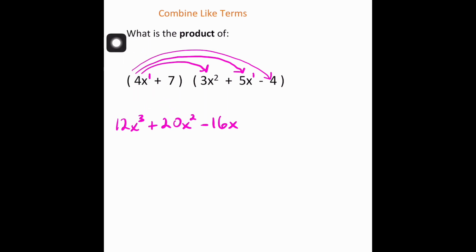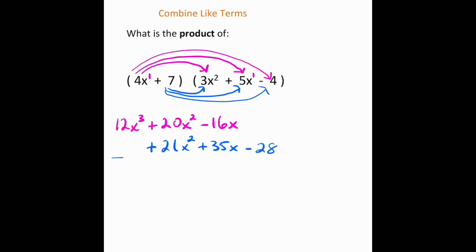All right, which is this positive 7. And when we do 7 times 3x squared, we get 21x squared. We can continue to write it to the right, but I'm just going to go ahead and write it right under. All right, so we'll do plus 21x squared. 7 times 5x is, yes, 35x, so plus 35x. And then we'll do 7 times negative 4, giving us negative 28. Go ahead and draw your line. At this time, we'll just work top to bottom, left to right, combining like terms.